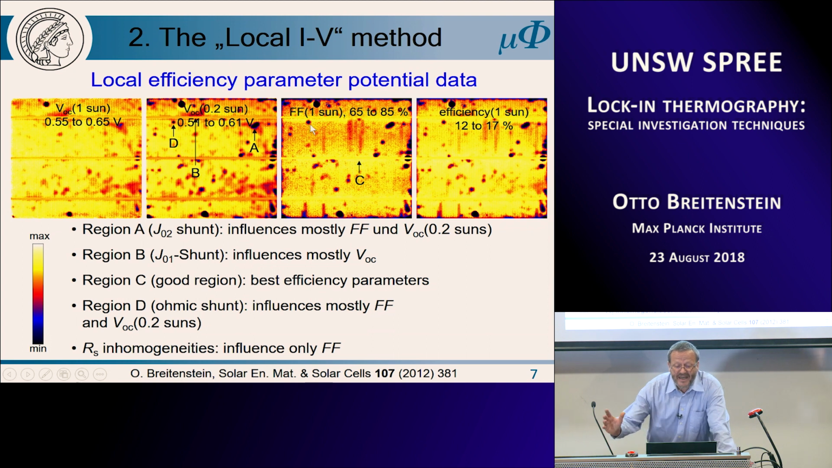So this shows again that ohmic shunts first degrade the fill factor, and if they are stronger, they also degrade VOC. The inhomogeneities of the series resistance only influence the fill factor, as expected, and not the other parameters. And in the good region C, there we expect the best possible efficiency. So this can be done here.